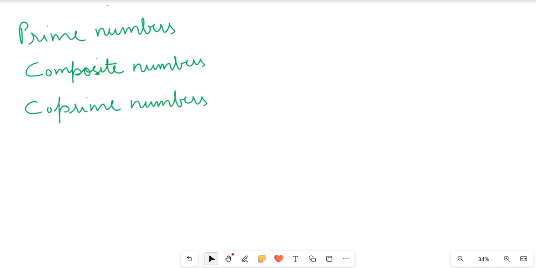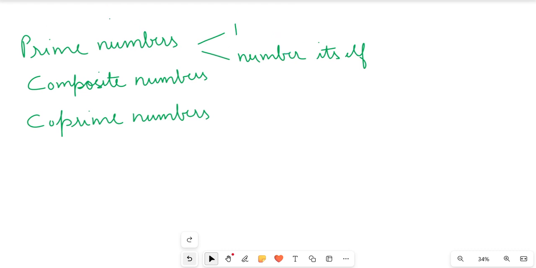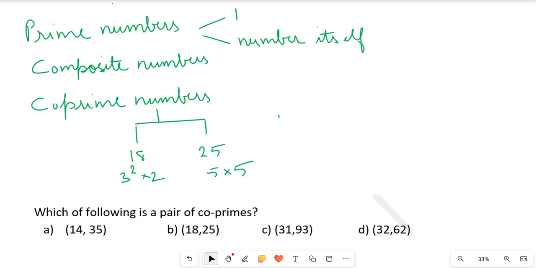Then numbers can be categorized further. Like I can have prime numbers, composite numbers, coprime numbers. The prime numbers are the numbers divisible only by the number itself and 1. Composite numbers are the numbers which can have factors other than 1 and the number itself. Coprime numbers are the numbers which do not have any common factor. Like here 18 and 25 are both composite numbers, but they are coprime because they do not have any common factor. From coprime numbers they may give you questions like this.